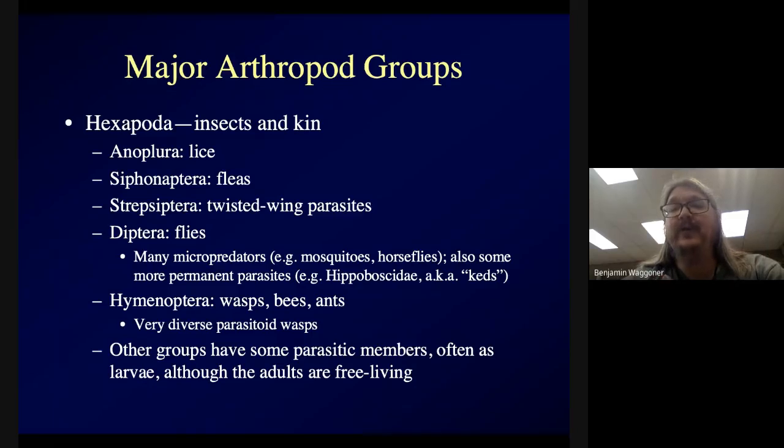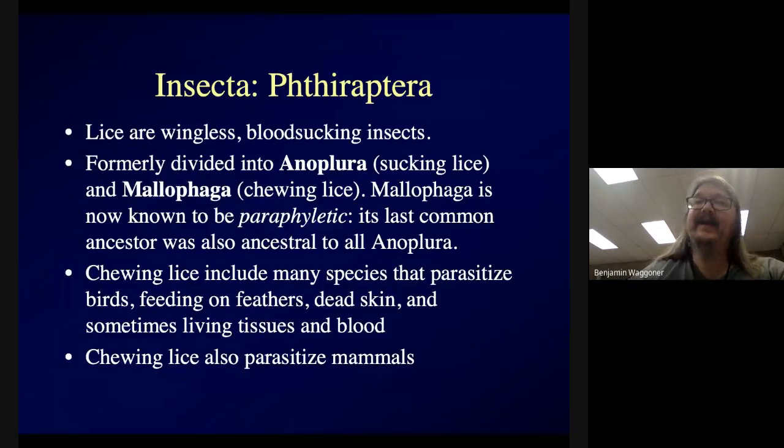We might mention those in passing, but I want to move ahead to the Phthiraptera, which is what we'll focus on today. That's the lice. There's that word, Phthiraptera. They're wingless and they suck blood.